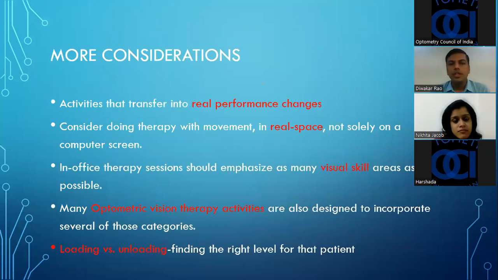Another consideration is that even though we are doing activities on virtual-based platforms, we have to include the experience of the patient in real performance, because after the therapy, the patient is going to live in real space. So even though we are giving computer-based or virtual therapies, we have to train the patient in a real space.